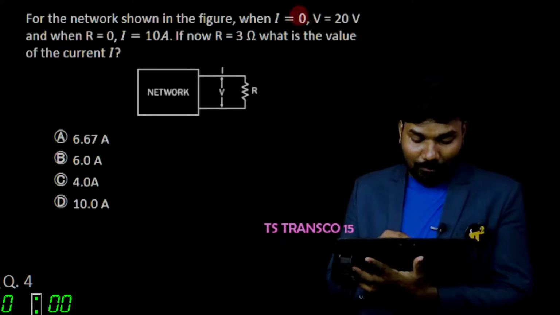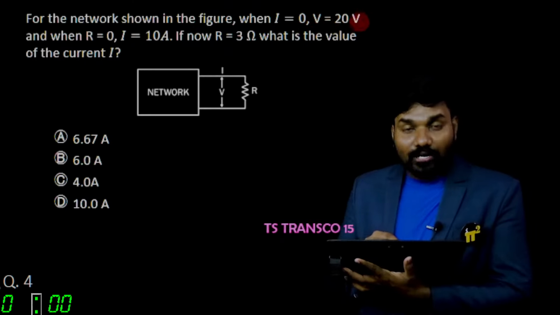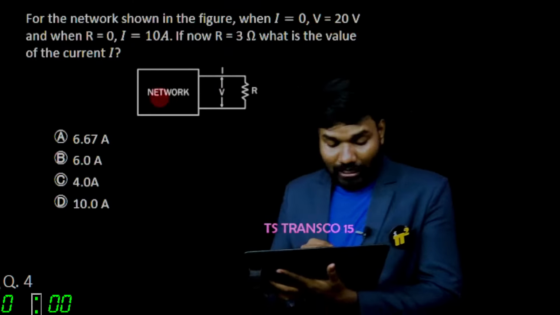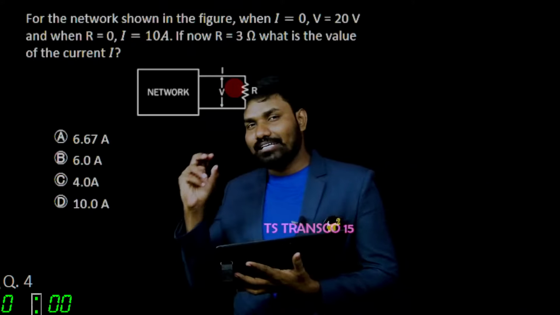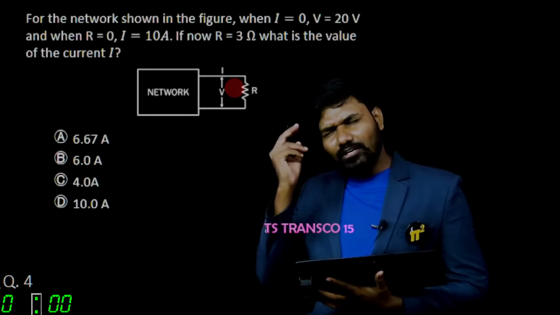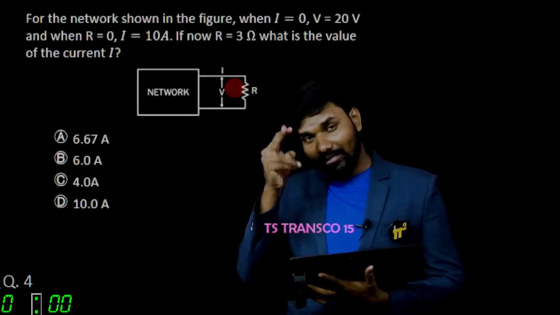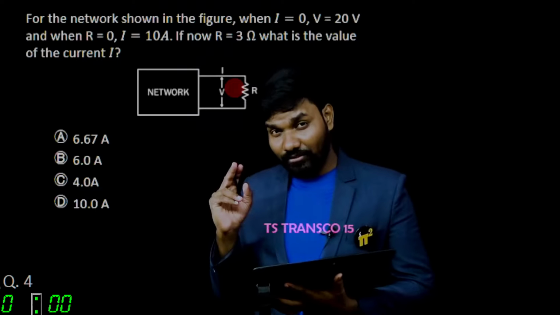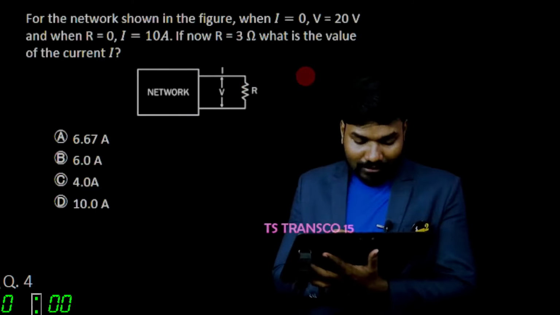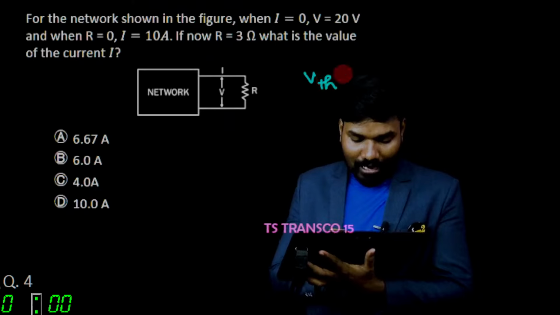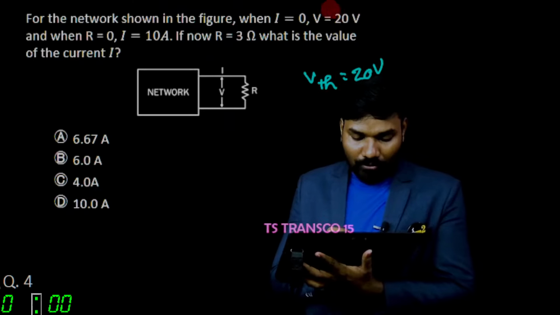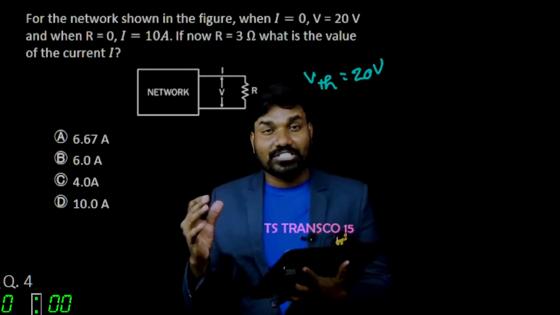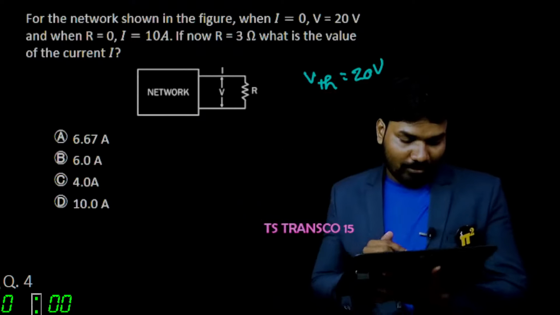Okay, open circuit means open circuit voltage is given for the network. Open circuit voltage for the network is the Thevenin's voltage. So Thevenin voltage is given as 20 volt. This 20 volt is not just a voltage, it is a Thevenin voltage.